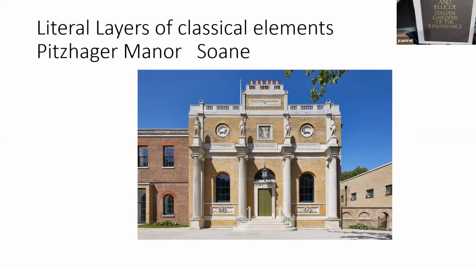Here's kind of an opposite. Here are literal layers, and in one of his facades, the Pitzhanger Manor, the classical order is a literal layer of columns articulated on the facade.